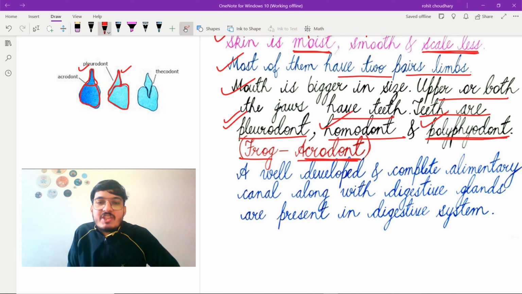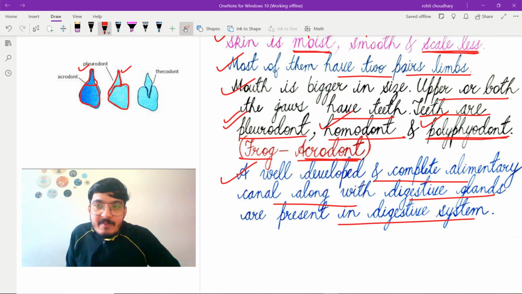The next feature is a well-developed and complete alimentary canal along with digestive glands are present in digestive system. Complete alimentary canal means there are two separate openings present for ingestion and egestion, mouth and anus. Digestive glands are present, but in case of frog, salivary glands are absent.